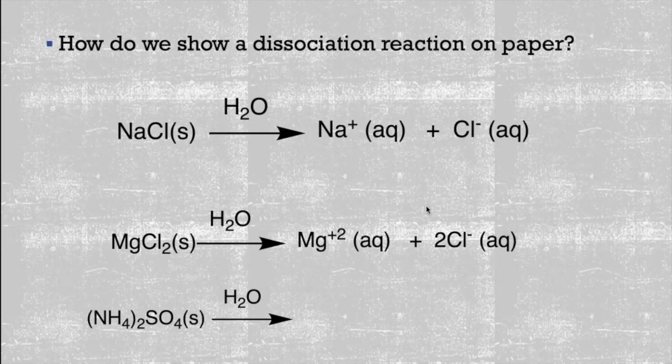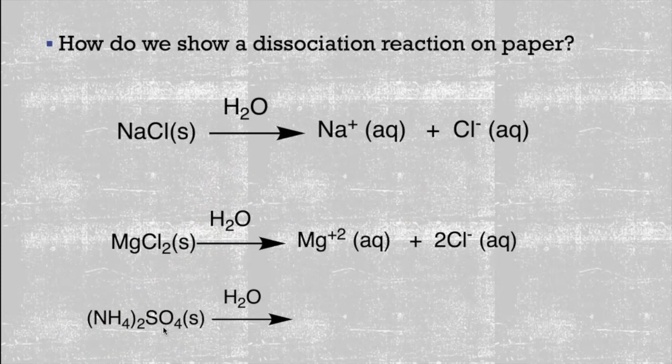So let's look at the second example. Here's ammonium sulfate dissolving in water. Again, here we have the ammonium ion and the sulfate ion that make up the ionic compound. Now keep in mind that these are both polyatomic ions.